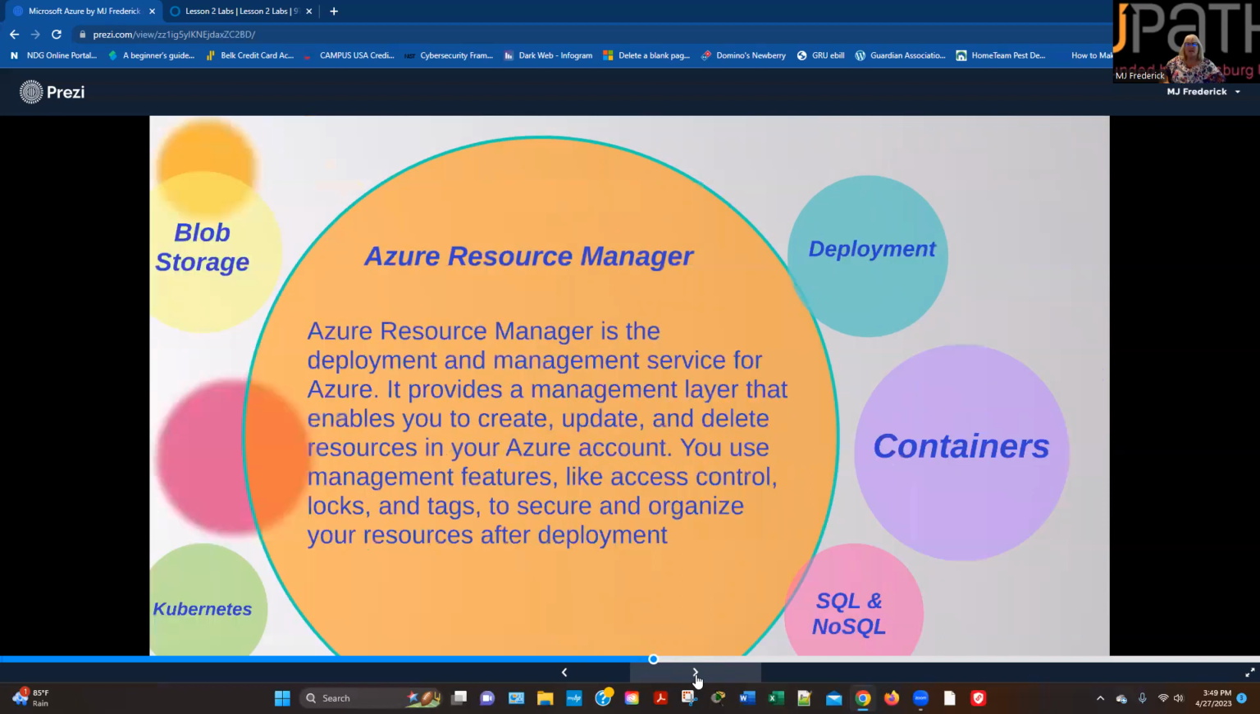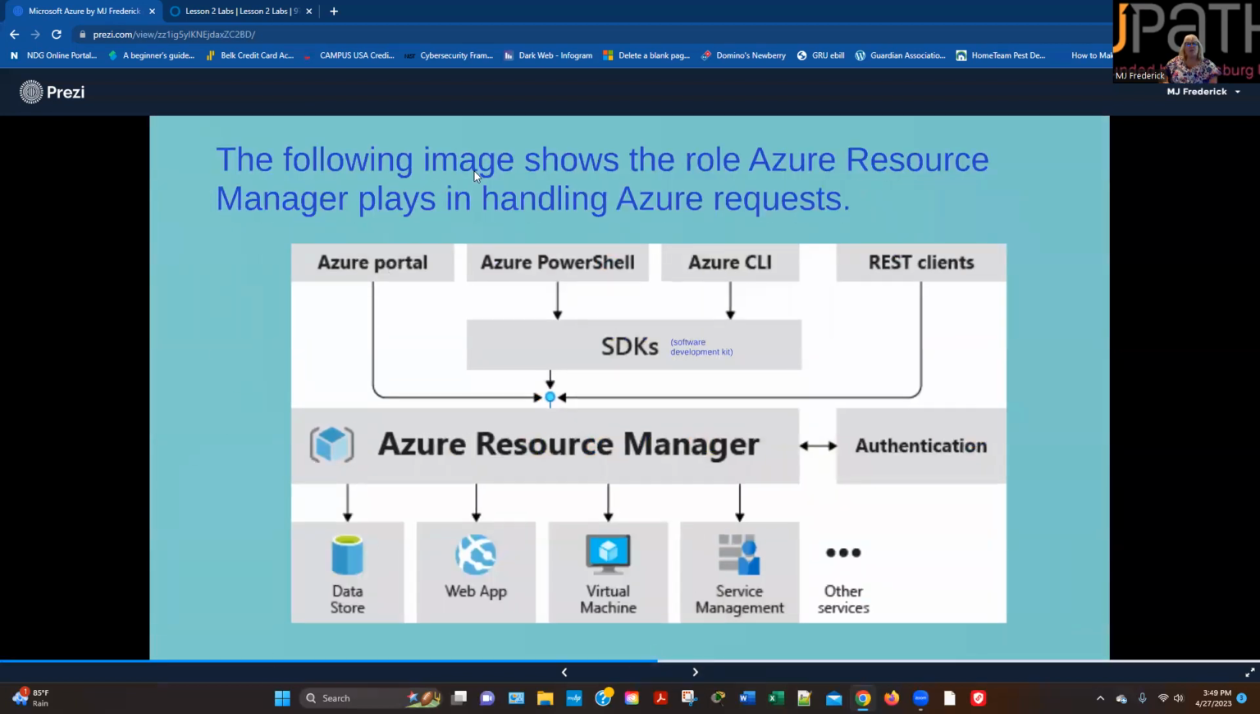You decide. When you look at deployment, this is what you see when you're going into what you're going to be working with, the Azure Resource Manager. The following image below shows you how the manager handles your Azure requests. So here's the Azure portal. That's what we've been going into. You also have PowerShell. That's Windows PowerShell, but you have an Azure PowerShell. You have an Azure command line interface where you can type in and tell it the things that you want it to do, with your software development kit. And then you have what's called the REST clients.